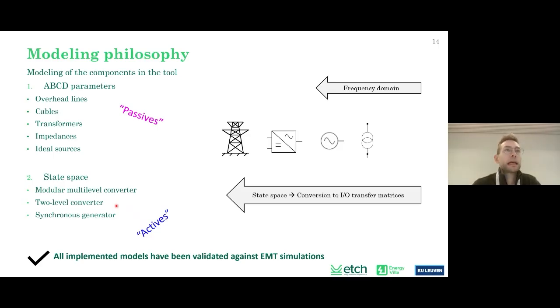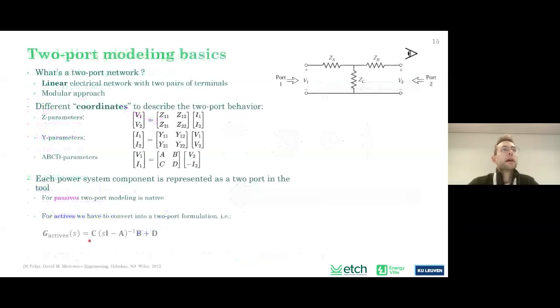Another important aspect of PowerImpedanceACDC is that we employ throughout the package a two-port modeling of all the components within the package. You might have heard about two-ports. That's not a problem. It's very easy to understand. A two-port is a linear electrical network with two pairs of terminals. And there are different coordinates, I like to call them, in order to describe the two-port behavior.